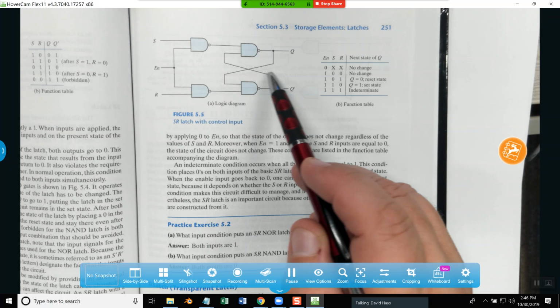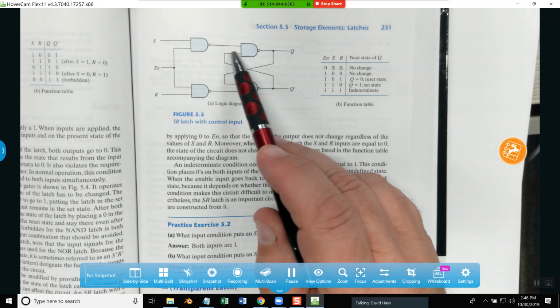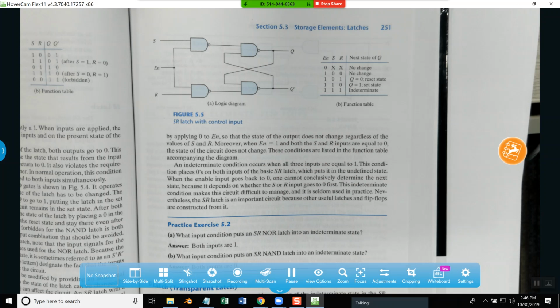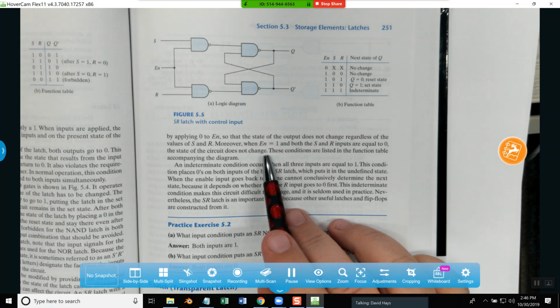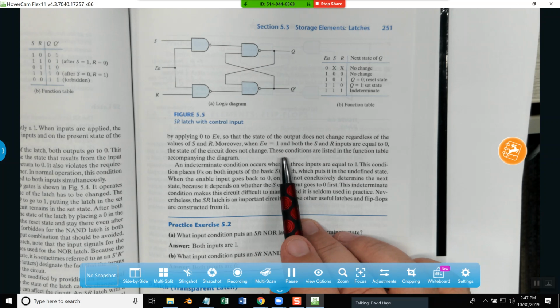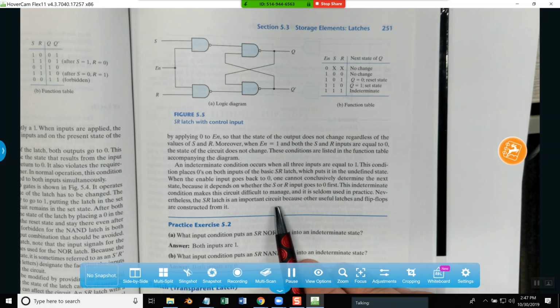Okay, the indeterminate condition occurs when all three inputs are equal to 1. This condition places zeros on both inputs of the basic SR latch, which puts it in the undefined state. When the enable input goes back to 0, one cannot conclusively determine the next state because it depends on whether the S or R input goes to 0 first. The indeterminate condition makes this circuit difficult to manage and is seldom used in practice. Nevertheless, the SR latch is an important circuit because other useful latches and flip-flops are constructed from it.